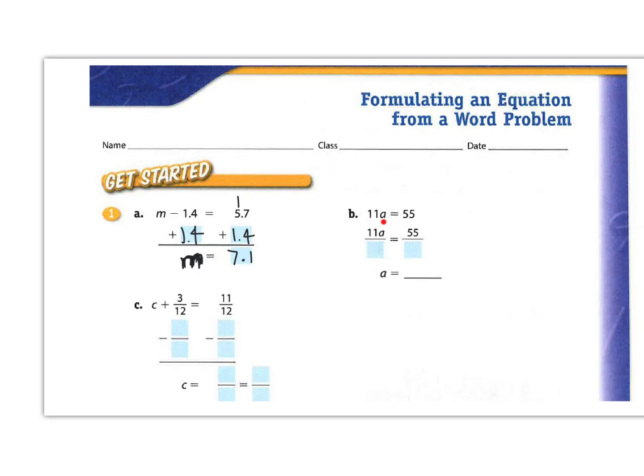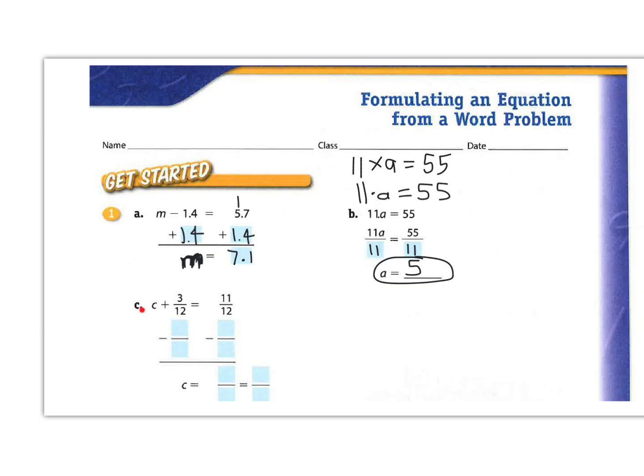Part B over here, we have 11a equals 55. Remember, if it is right next to a variable like this, there is a little imaginary multiplication sign in there. So you can always put it in. You can rewrite it as 11 times a equals 55. Remember, a dot means multiplication in algebra. So we're going to divide, the opposite of multiplying is dividing, so we're going to divide both sides by 11, and then you get the a by itself. And then 55 divided by 11 is 5.